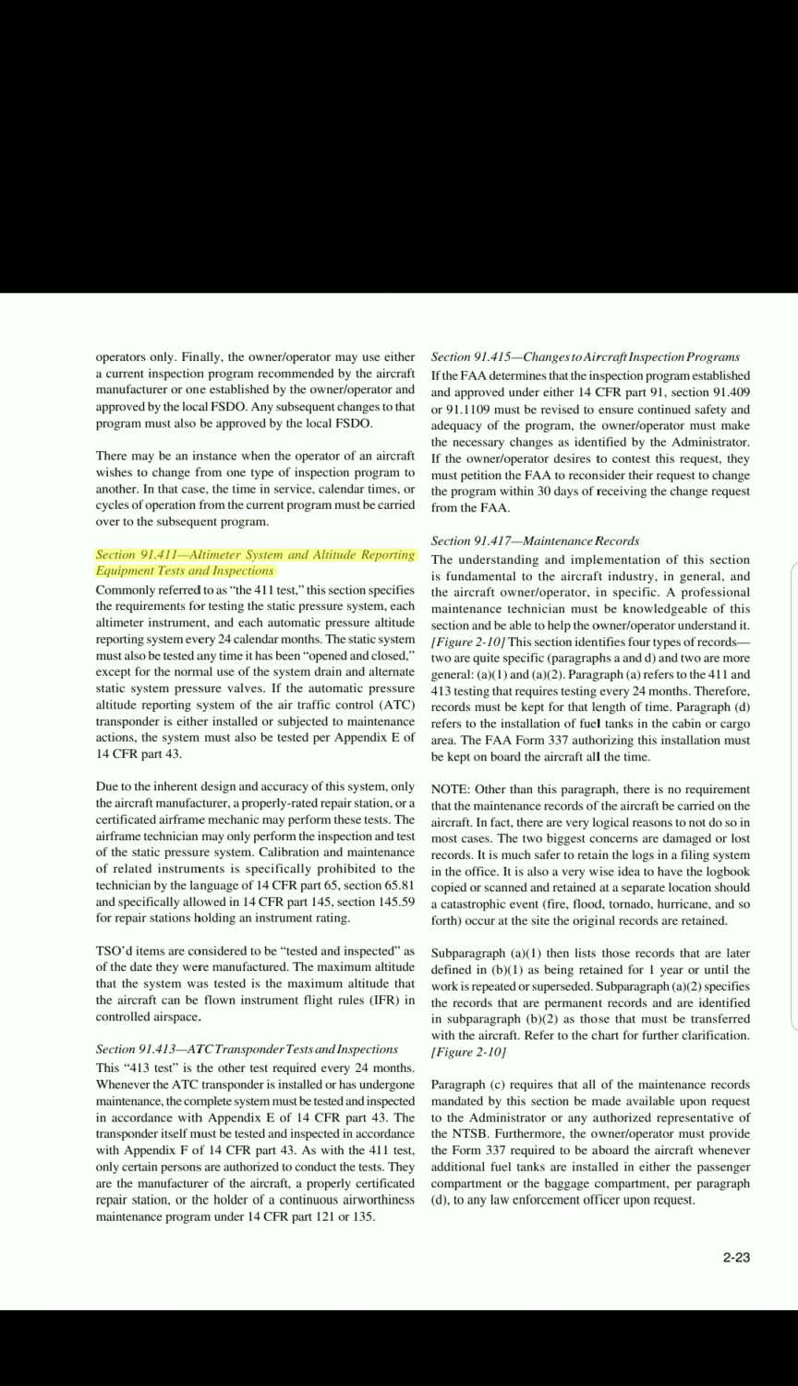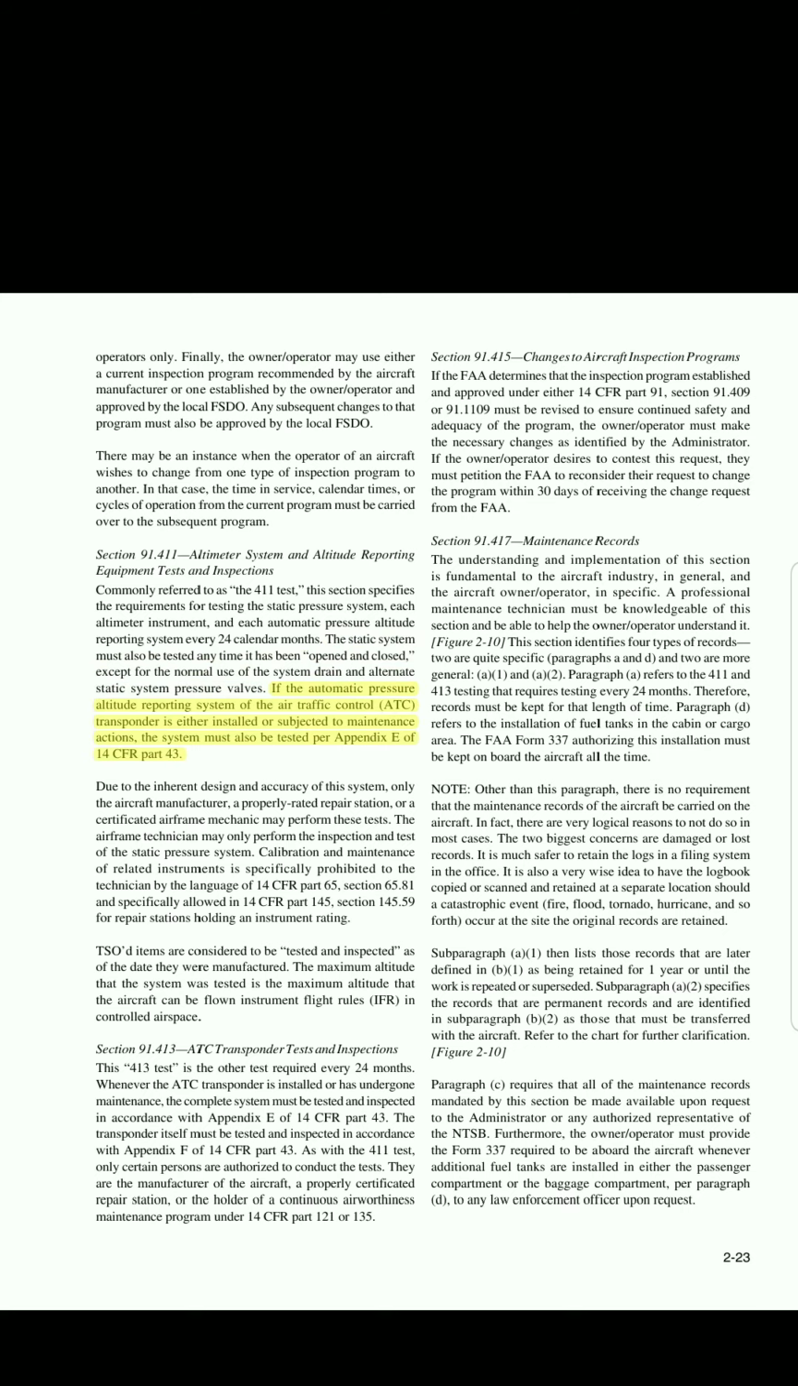Section 91.411, Altimeter System and Altitude Reporting Equipment Tests and Inspections. Commonly referred to as the 411 test, this section specifies the requirements for testing the static pressure system, each altimeter instrument, and each automatic pressure altitude reporting system every 24 calendar months. The static system must also be tested any time it has been opened and closed, except for the normal use of the system drain and alternate static system pressure valves.